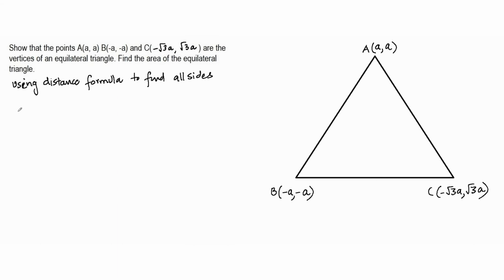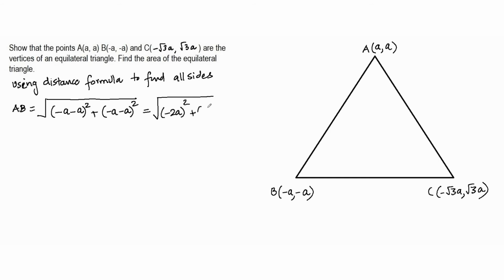So I can find the length of AB. So AB will be under root of (minus a minus a) the whole square plus (minus a minus a) the whole square. And that is going to be under root of (minus 2a) the whole square plus (minus 2a) the whole square. That is under root of 4a square plus 4a square. That is going to be under root of 8a square. And that is going to be 2 root 2 a units. This is the length of AB. So AB is therefore calculated as 2 root 2 a units.